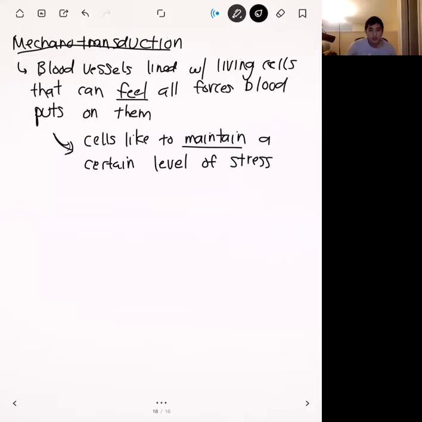And so whenever something happens in the cardiovascular system that changes this, like maybe the amount of blood flow changes, or maybe you start to have high blood pressure, what will happen is that your blood vessels will actually adapt and change their shape in order to restore the same amount of stress that they had before.